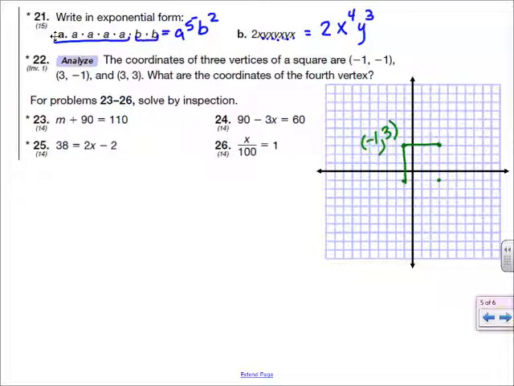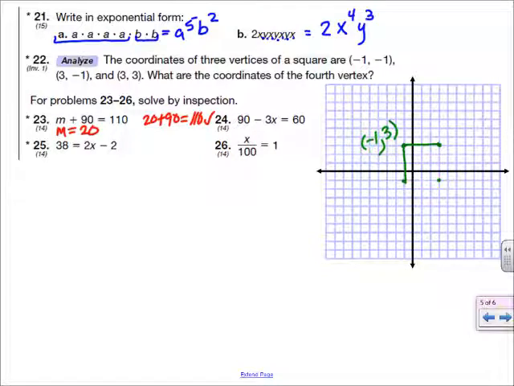Solve by inspection, which means that we're going to look and see what number can replace the variable and still make the equation true. So what number plus 90 equals 110? I think that it's 20. And then we check. 20 plus 90 equals 110. That checks out.